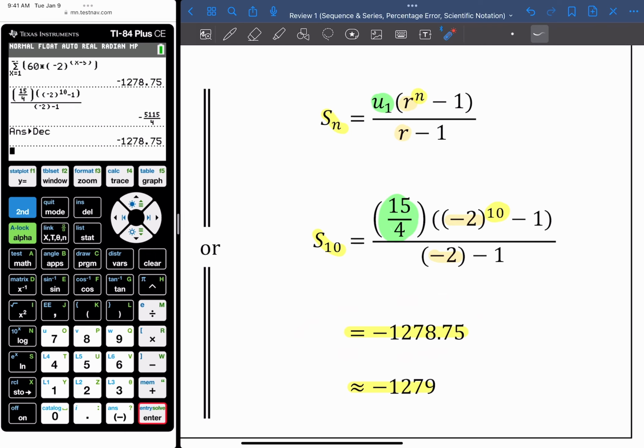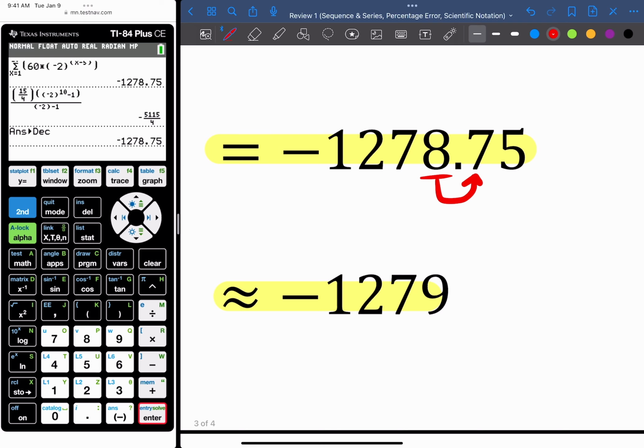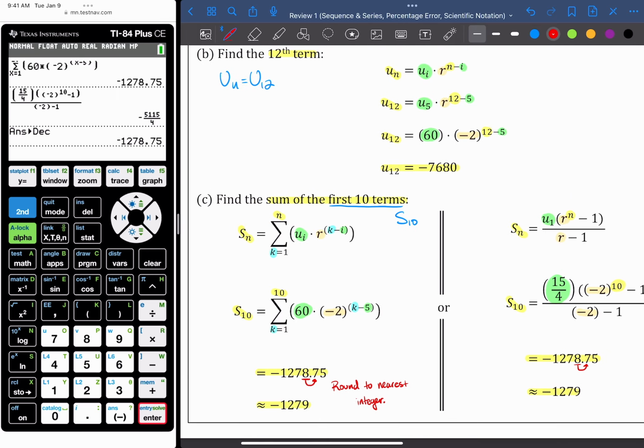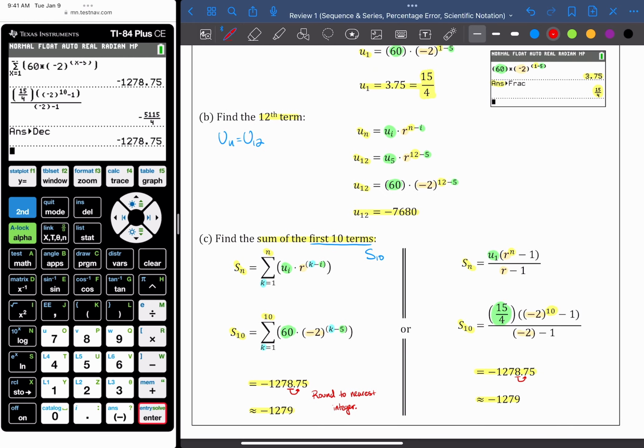And again, the same idea, looking at this value right here. I'm going to round to the nearest integer. So take a look at the 8, the ones place, look to the right. I'm going to round up. So it's going to approximately be negative 1,279. So I get the same value for the sum of the first 10 terms using either method, so whatever you prefer. I like this method right here. If you don't know what the first term is, this other method is pretty good, but this one works when you know the first term.